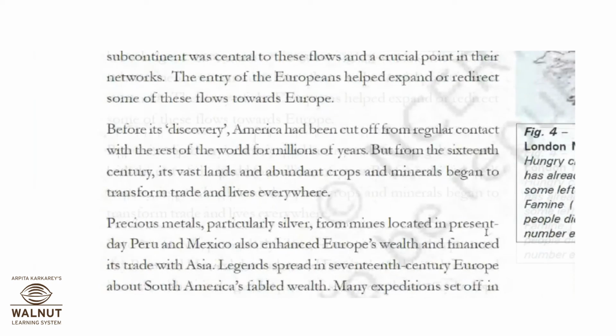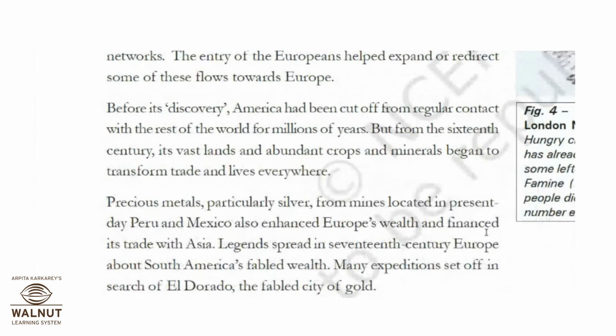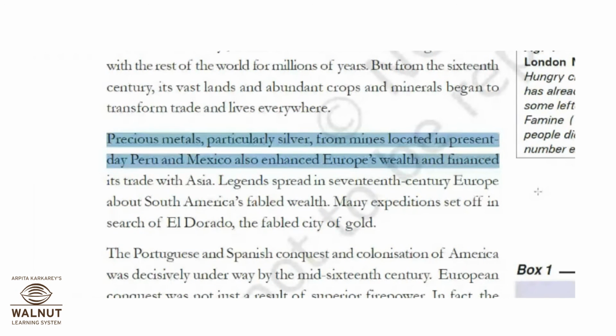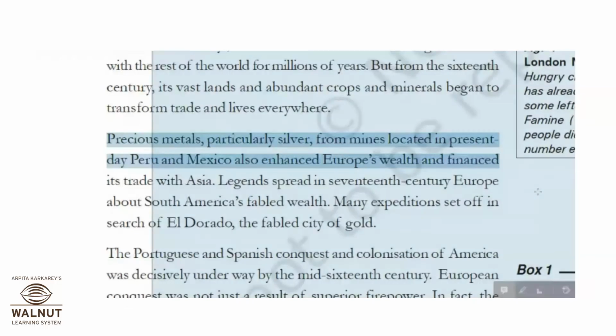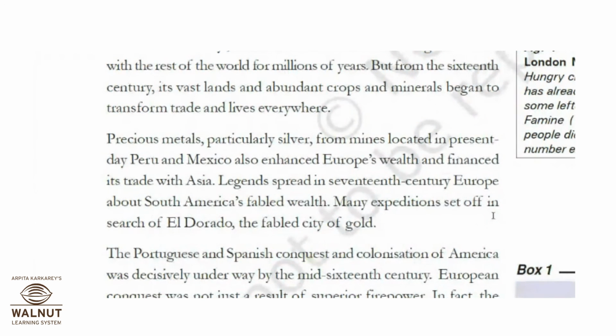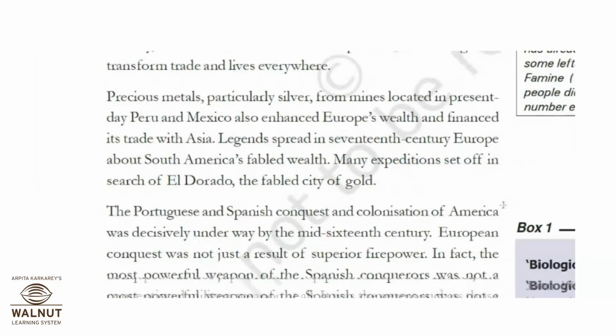Before its discovery, America had been cut off from regular contact with the rest of the world for millions of years. But from the 16th century, its vast lands and abundant crops and minerals began to transform trade and lives everywhere. Precious metals, particularly silver, from mines located in present-day Peru and Mexico, also enhanced Europe's wealth and finance in its trade with Asia. Legends spread in 17th century Europe about South America's fabled wealth. Many expeditions set off in search of El Dorado, the fabled city of gold.